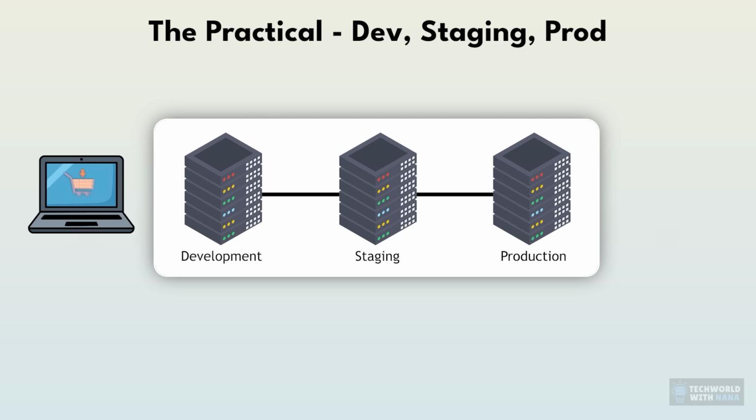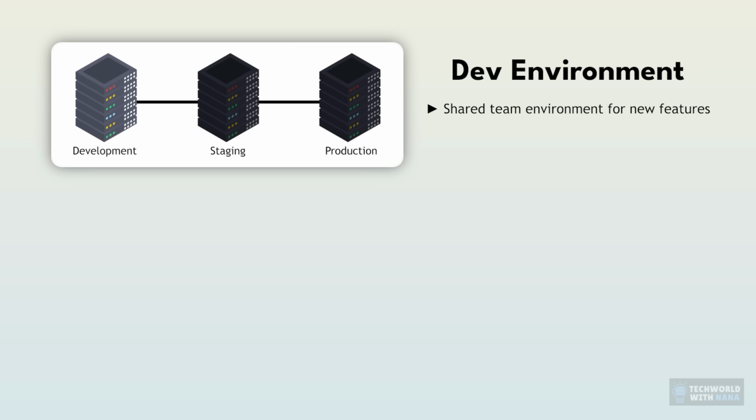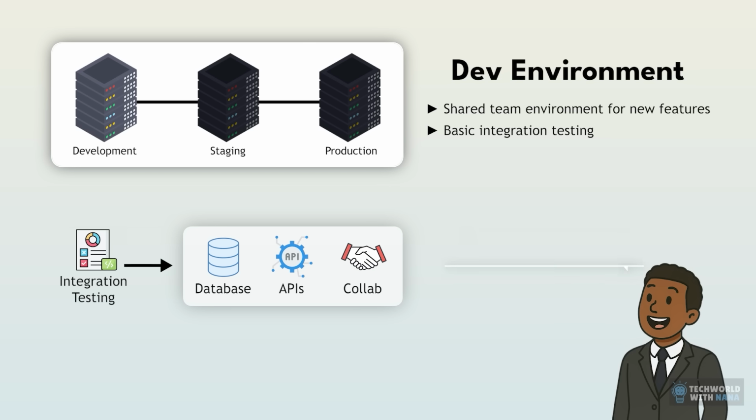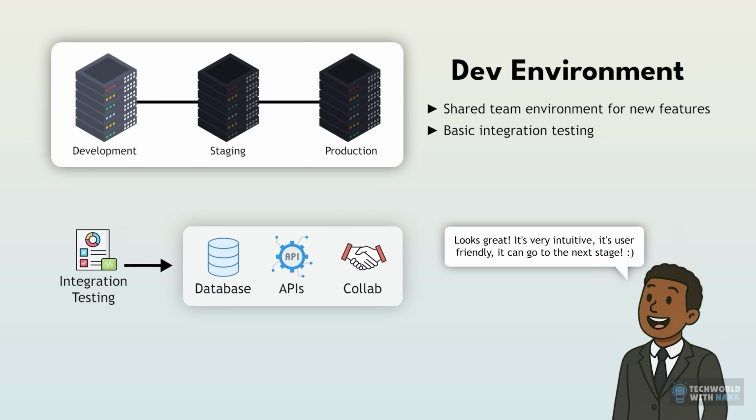So if we follow our checkout feature through this pipeline, what happens is you finish coding and deploy to dev, which we saw it's a shared environment where the team can see and test new features before they're ready for customers. And again, the basic integration testing is done here to see if the feature actually works when connected to the database, to the actual APIs, and so on. And you also use dev for collaboration. So your product manager may see the new feature and give you feedback about the usability, user friendliness, and stuff like this, not just the functionality. And your designer can verify that it matches the actual designs.